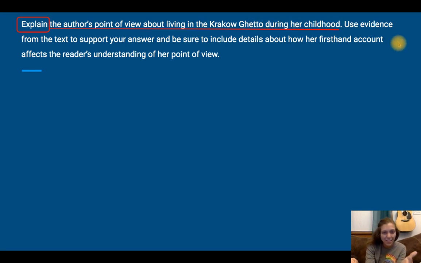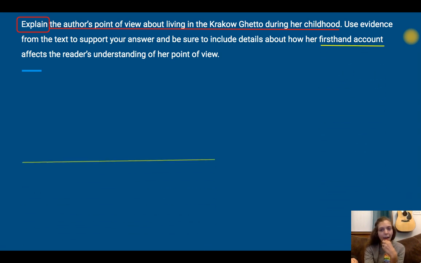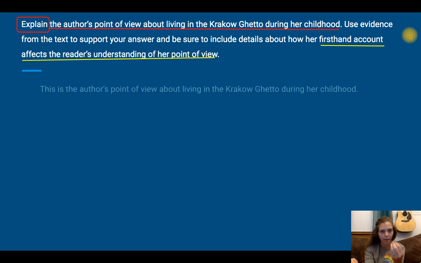Then what extra stuff are we being asked to do that's special? I'm not going to underline use evidence because I'm always going to use evidence, but what little extra pieces are we being asked to make sure that we hit on? How her first-hand account affects the reader's understanding of her point of view. I have to make sure that I include that. Where might I include that? In my explanations, right? Make sure I touch on that there.